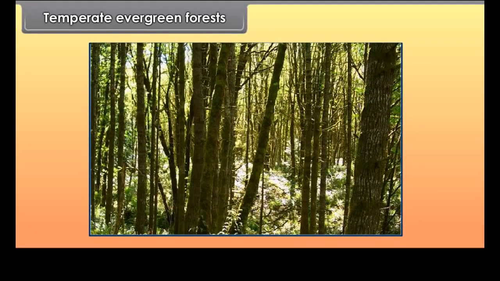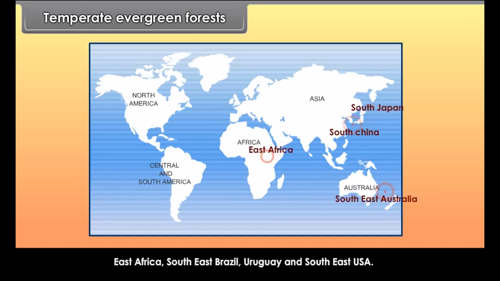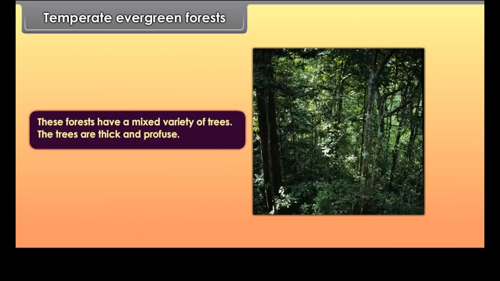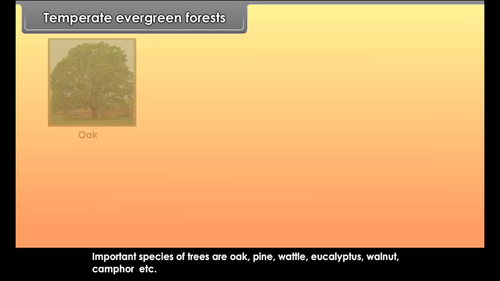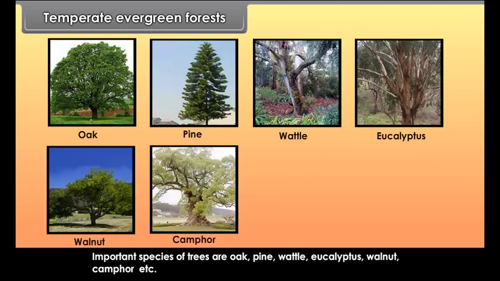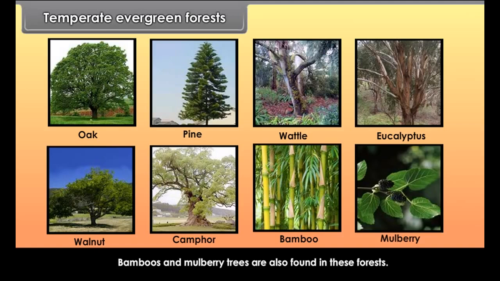Temperate evergreen forests. These forests are found in the warm temperate areas of South China, South Japan, Southeast Australia, East Africa, Southeast Brazil, Uruguay and Southeast USA. Characteristics. These forests have a mixed variety of trees. The trees are thick and profuse. Important species of trees are oak, pine, wattle, eucalyptus, walnut, camphor, etc. Bamboos and mulberry trees are also found in these forests.